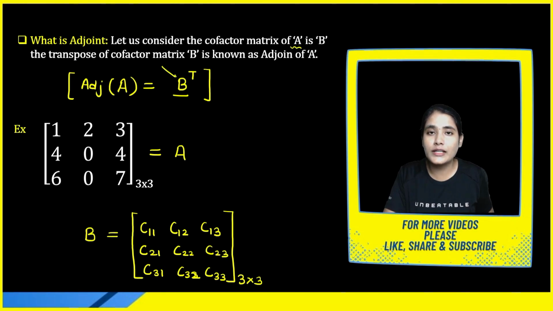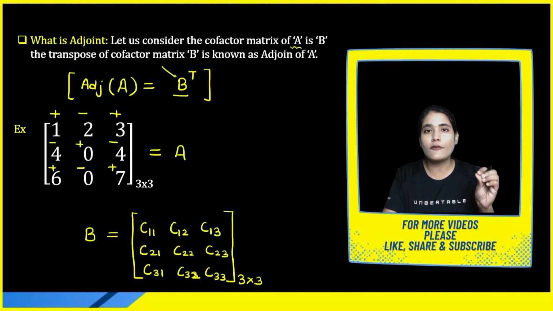First you have to apply the sign convention on the matrix. Put the sign: you will start from the plus sign. For the first row, start from the plus sign and put alternating signs, so plus, then minus, then again plus. In the second row, start from the minus, so you will get minus, then plus, then again minus. In the third row, again start from the plus, so you will get plus, minus, plus. Like this you have to put the sign on each and every element.